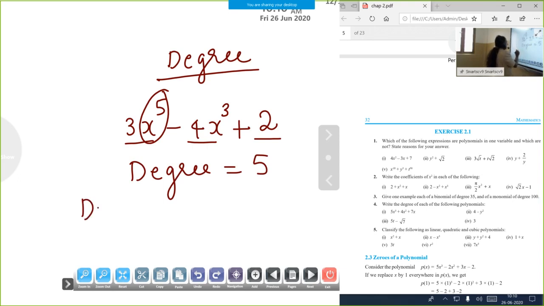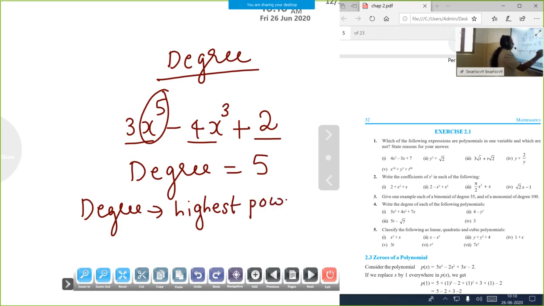So degree of the polynomial means the highest power of the variable. In that expression, whichever power is the highest, that is the degree of the polynomial. Okay, one more question.